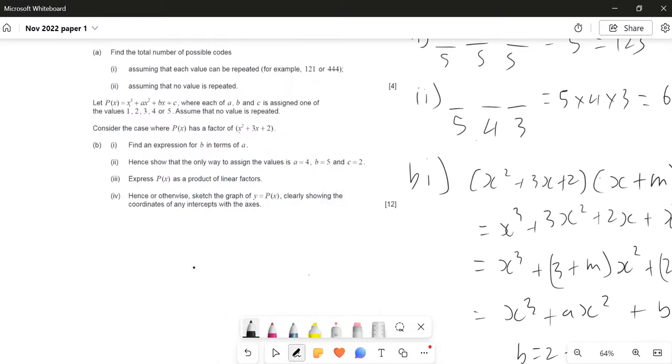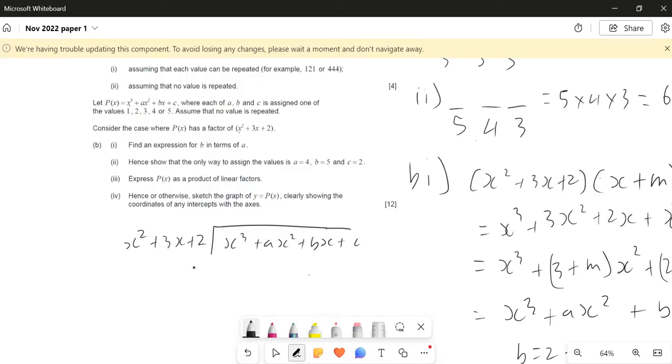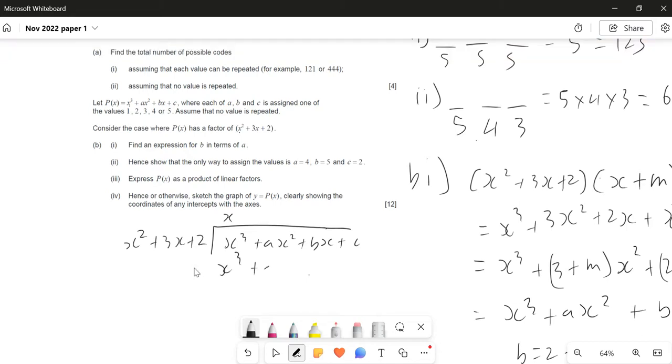Express P of x as a product of linear factors. So that's just long division of these. So x squared plus 3x plus 2 into x cubed plus ax squared plus bx plus c. So then times by x, so x cubed plus 3x squared plus 2x, and then all this minus. Oh, we already have our values for a, b, and c, so we can just substitute them in.